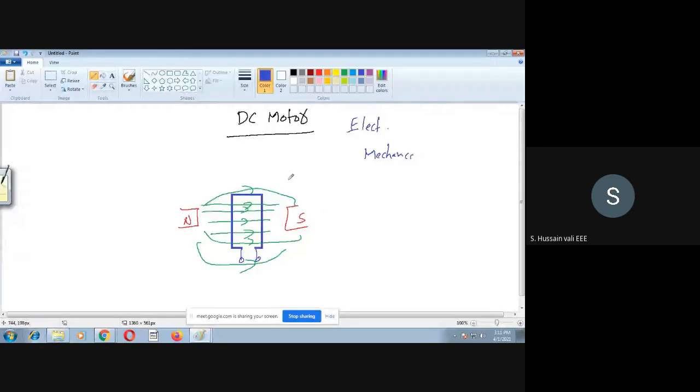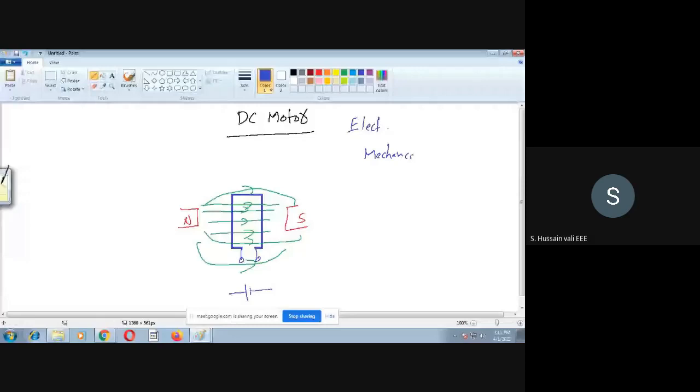What are the ways to give electrical energy? Simple thing, you connect a battery. Okay, you connect a battery here. So I have a battery here. This is a battery. Okay. Then I will connect the battery. See, of course there are some other constructions and some other parts that I'm not drawing here. I'm just giving one brief example of the DC motor. So there is a battery.